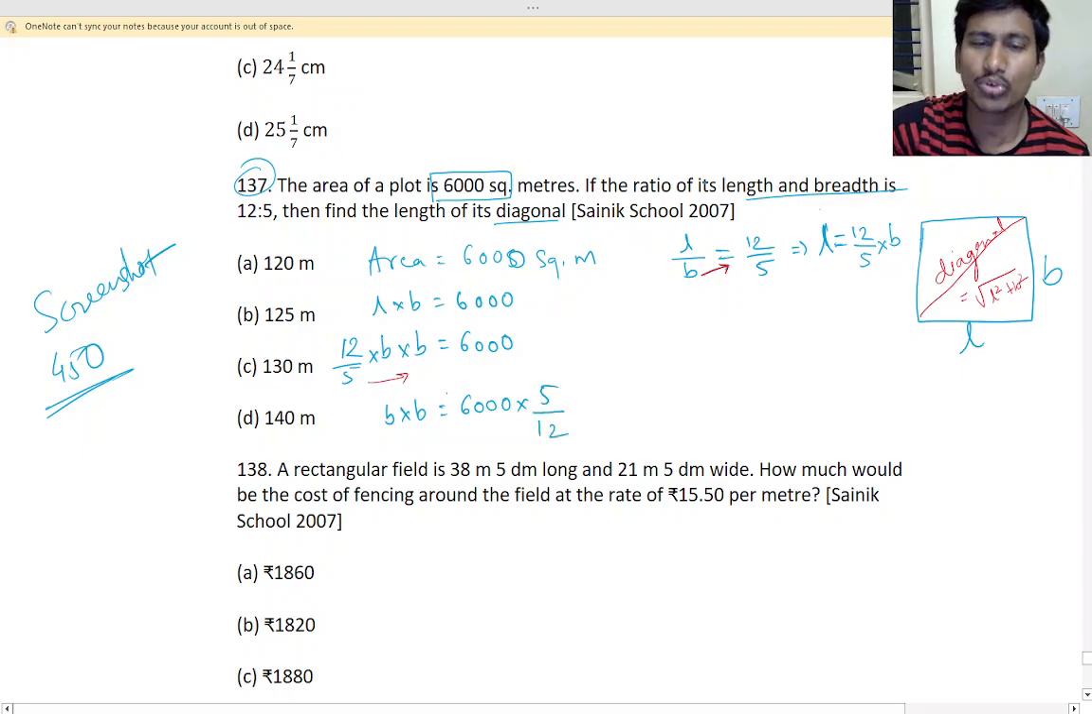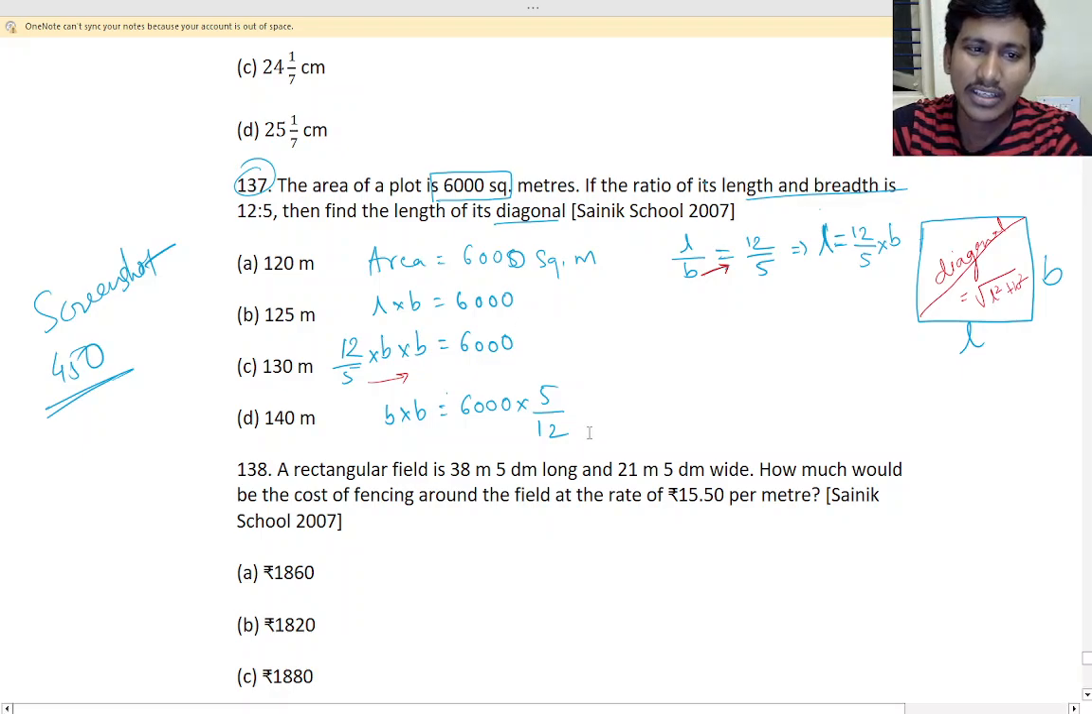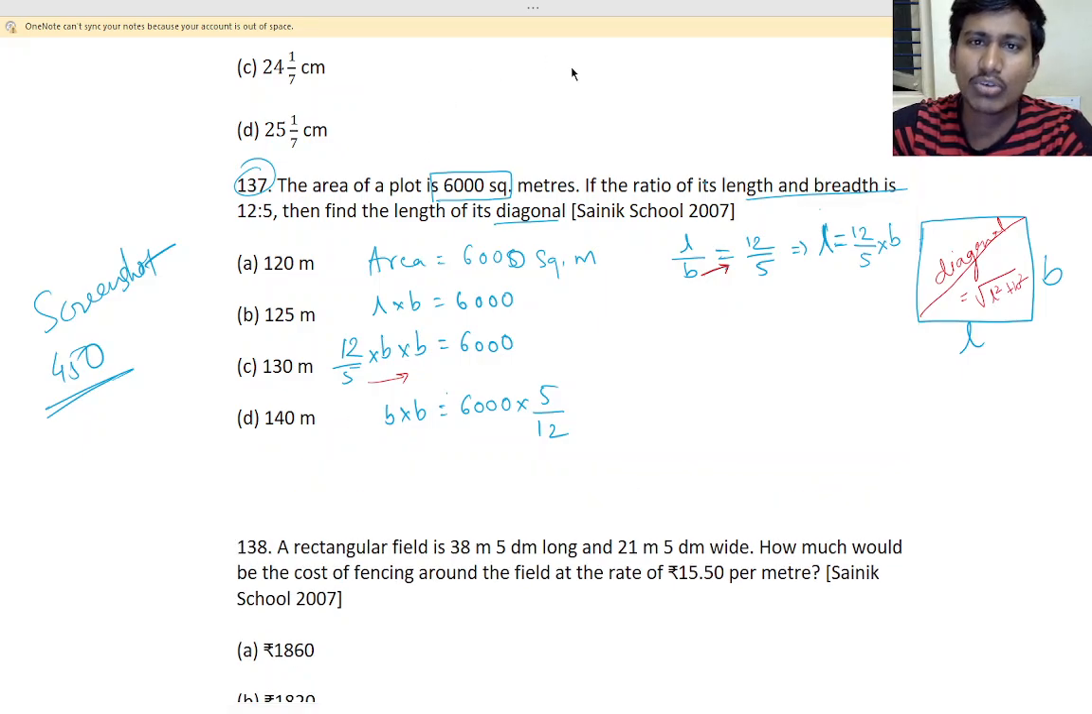It will be the reciprocal. So if it becomes the reciprocal, what will be the answer now? You cancel it out. Sir, 12 fives are 60, so 500 will be the answer. So 6000 into 5 by 12. Sir, 2500 will be the answer, not 500. So 12 fives are 60, so 500.